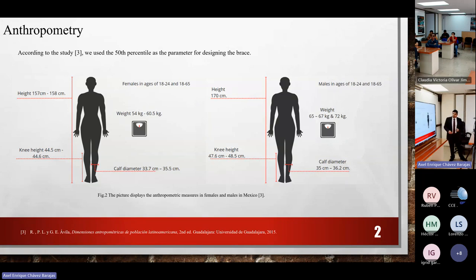Here we can see the different measures we use. In both cases, we use an age range of 18 to 24 years and 18 to 65 years for males and females. The principal measurements that we used were the height, the weight, the knee height, and the calf diameter.